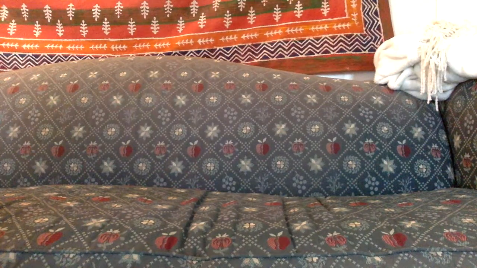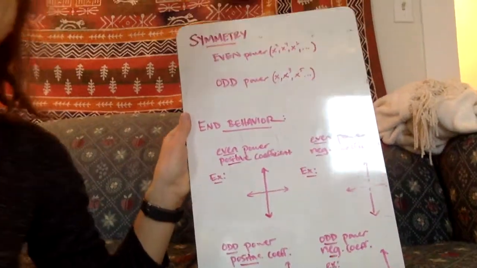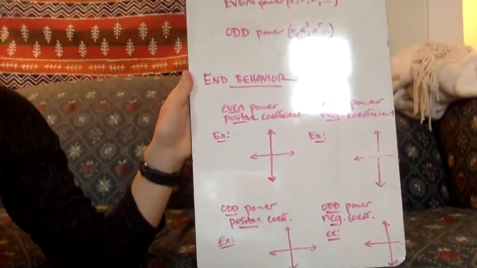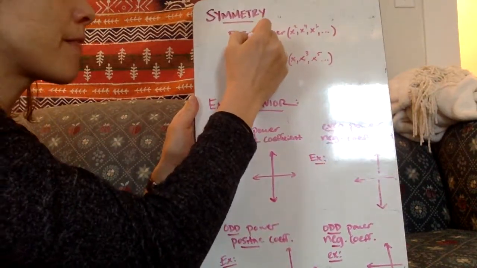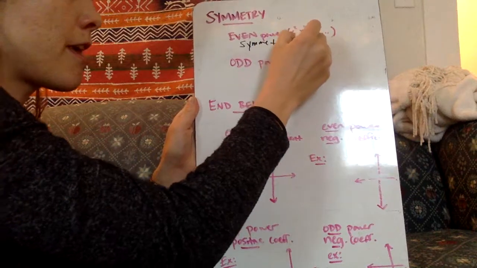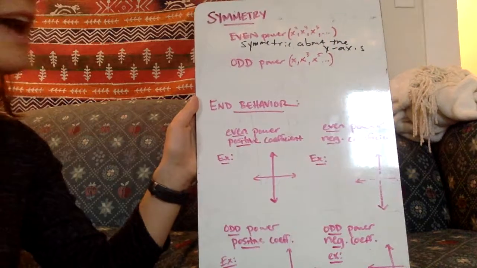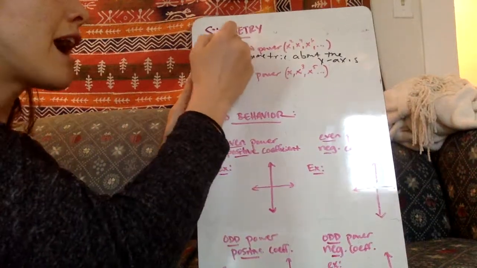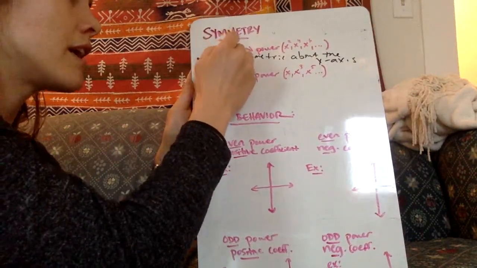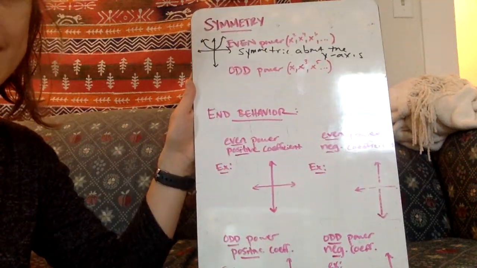So this leads us right into symmetry. Just like I said, when I have an even power, I'm going to be symmetric about the y-axis. And you guys saw this in the parent functions. So you saw this when I had x squared, or x to the 4th. It was a U shape like that, and it was symmetric over the y-axis.